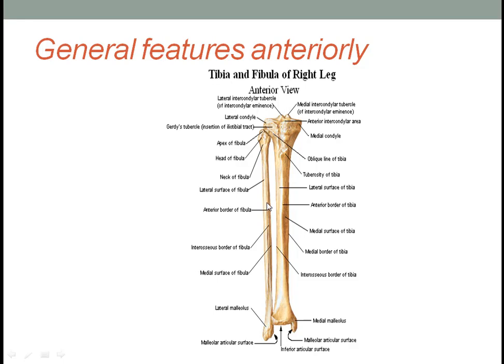So this anterior border is found between the two surfaces, the lateral surface of the fibula and the medial surface of the fibula. And posteriorly we have the posterior surface of the fibula. And distally here we have the lateral malleolus of the fibula. And this is the articular surface of the ankle joint.